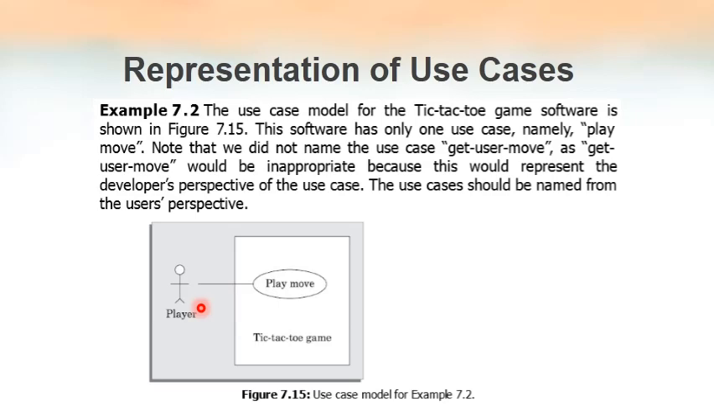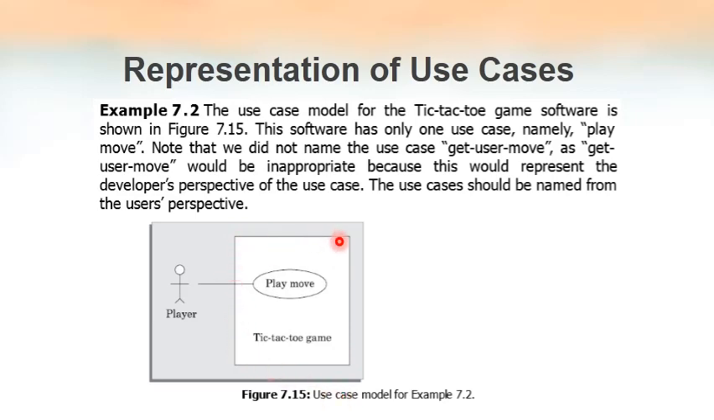This is a system boundary. This rectangular shape is known as a system boundary. And see the system name that is written here. We have written the system name here, and see the ellipse drawn here. This is the ellipse. This is the use case. So in this use case diagram, there is only one use case. It's not compulsory that every use case diagram has only one use case. It depends upon the system we are going to model. So in this example, there is only one use case, and the name of the use case is play move.